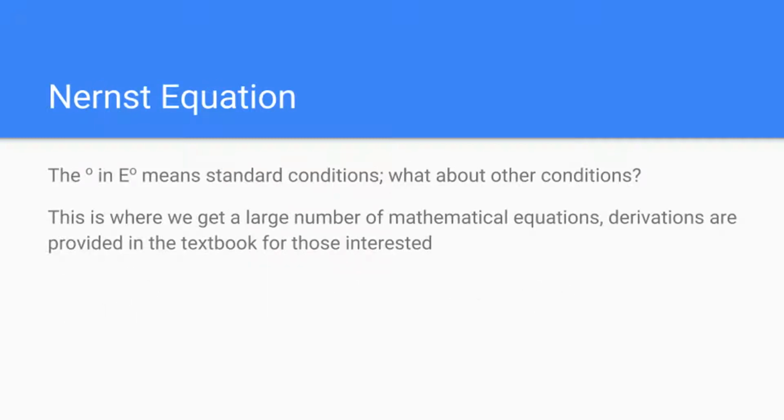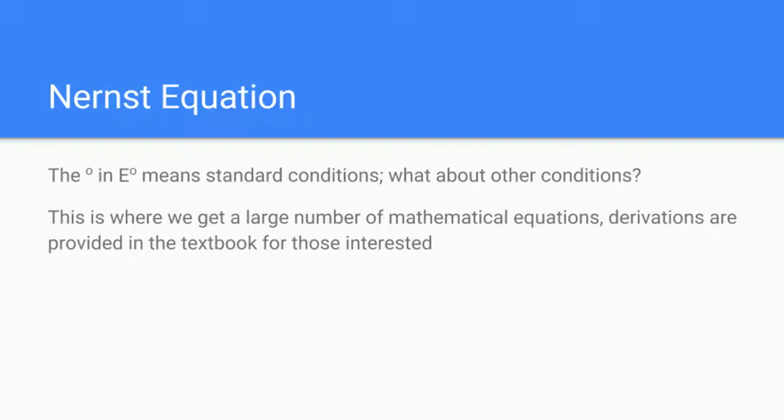Speaking of which, let's start looking at the places where those electrons might come in handy. That degree symbol, it's not actually a degree symbol, it's something else entirely, but whatever. It means standard conditions. So what about other conditions? You don't always have 1 molar of stuff. You don't always have 1 atmosphere of stuff.